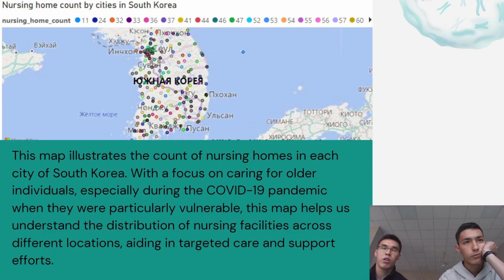And the nursing home map shows us the nursing home count by each city in South Korea. The reason why we made this map is because a lot of older people were deceased during COVID-19, and we thought that this chart would be valuable for us, because if the next pandemic happens, we will know how many nursing homes are in each city, so we could take care of the older people.